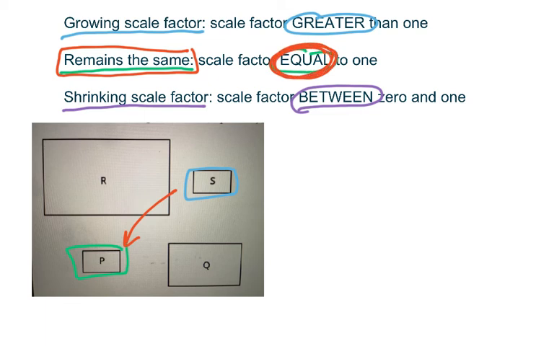Many of you chose that we have a scale factor greater than 1. That would mean we had a growing scale factor, and if it were a growing scale factor, rectangle P would be larger than rectangle S. Clearly, that's not true when we look at the pictures. And so perhaps you forgot that when you have the same shape and size, you are keeping the shape the same. And that means you have a scale factor equal to 1.